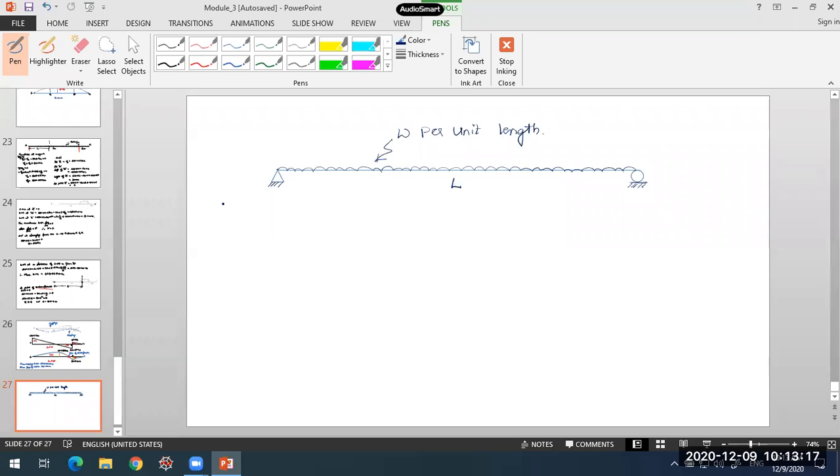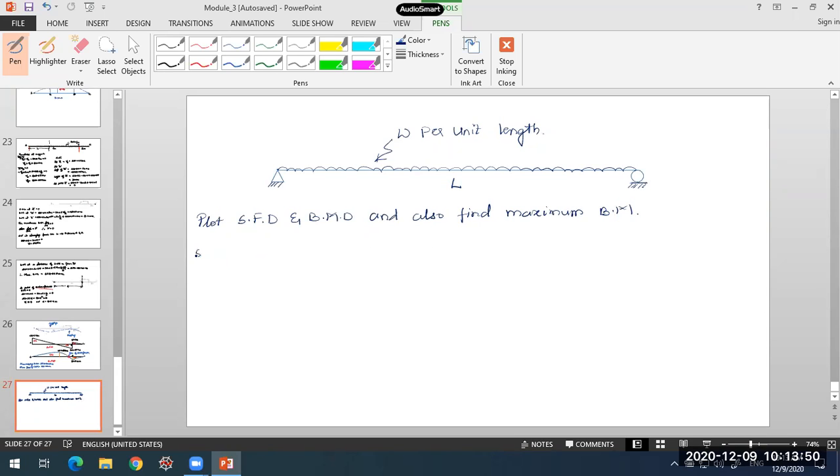How will the bending moment and shear force diagrams look? You have to calculate the bending moment and shear force and plot the shear force diagram and bending moment diagram, and also find the maximum bending moment. That is what we are supposed to do here.